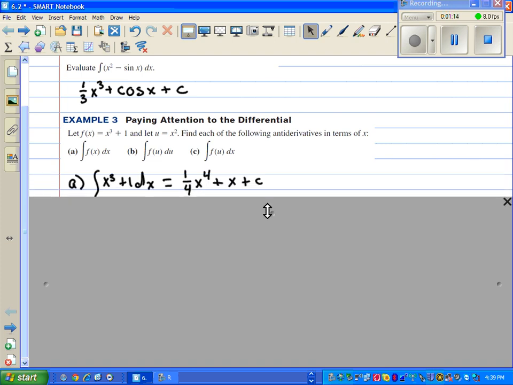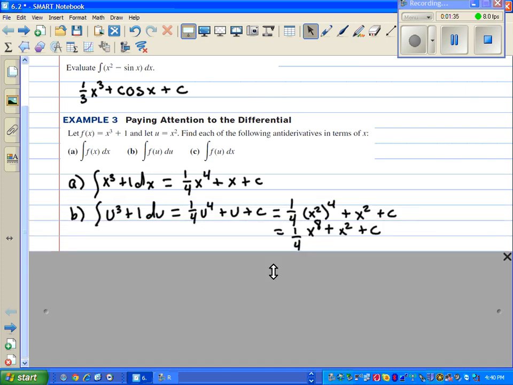In letter A, we are asked to find the antiderivative of f of x with respect to x. So there's really not much to do other than take the antiderivative, which is 1/4 x to the fourth plus x plus c. In the second one, we're asked to find the antiderivative of f of u with respect to u.